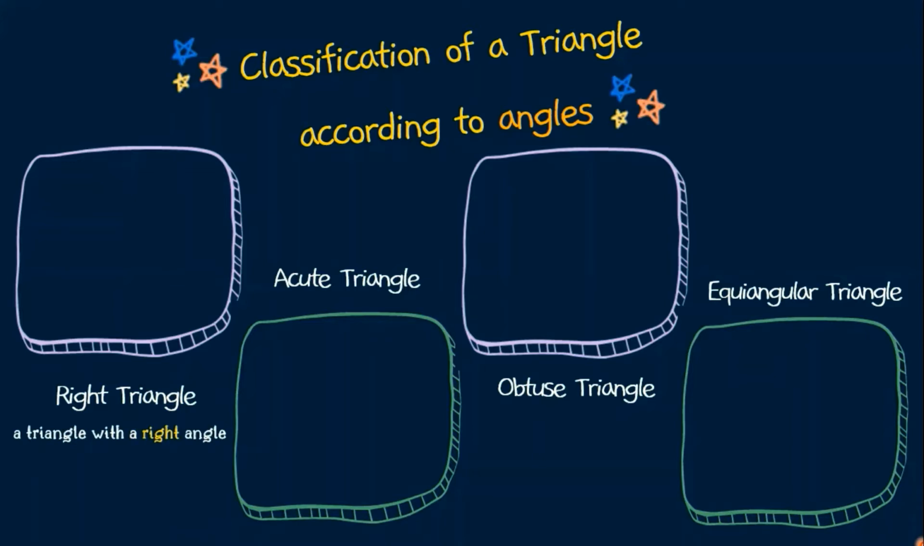It's a triangle with a right angle. Ito ang example natin for a right triangle. We have A, B, and C. This is triangle ABC. Meron siyang isang right angle.